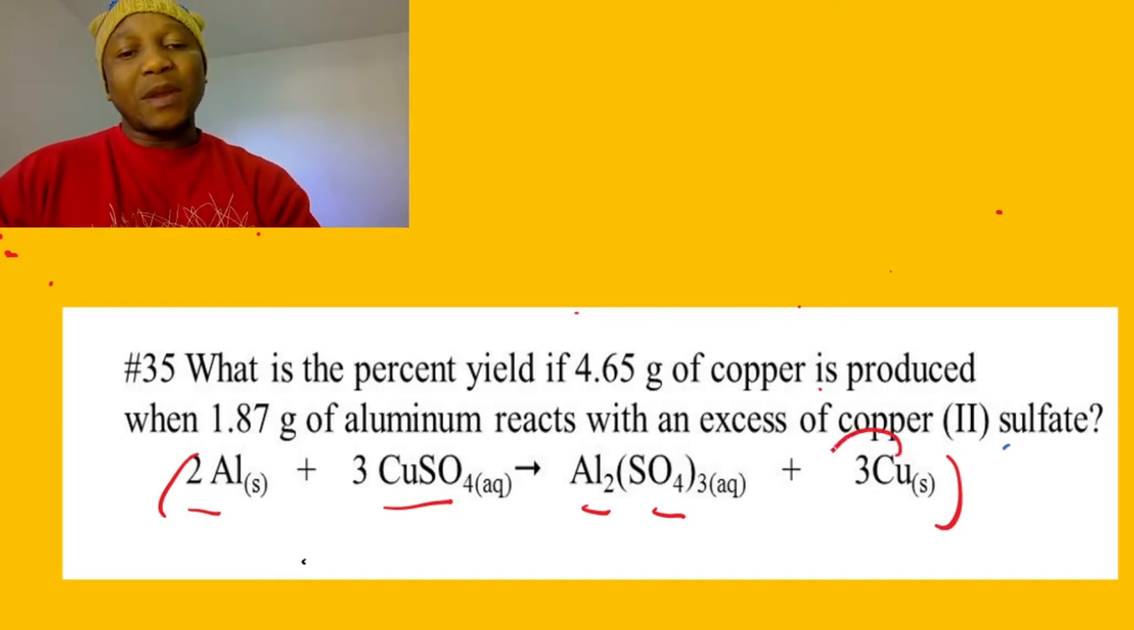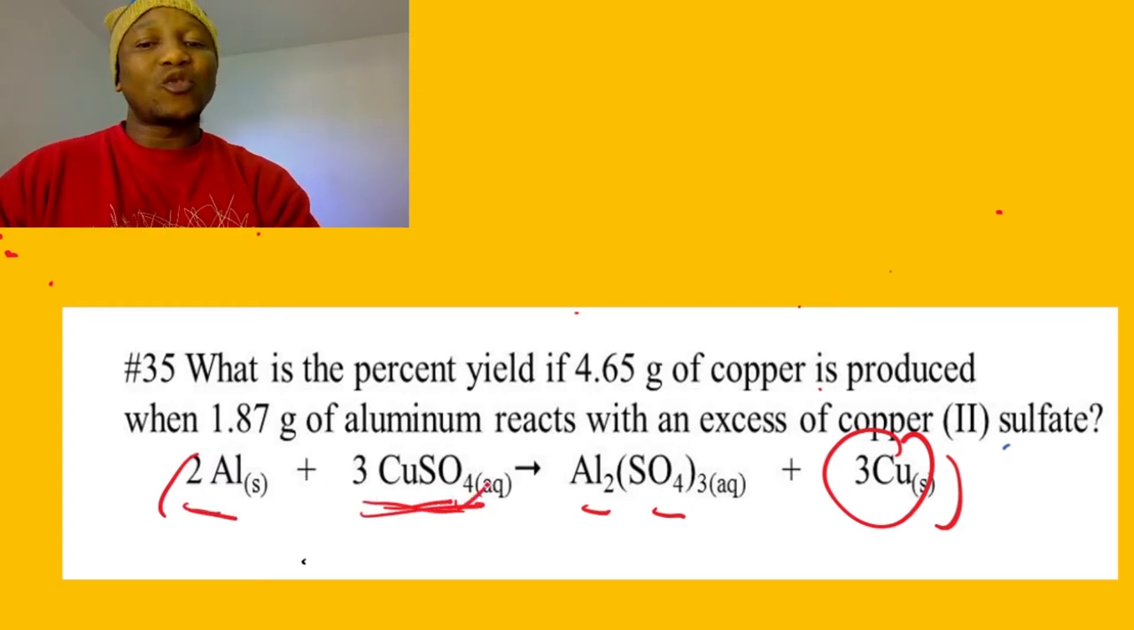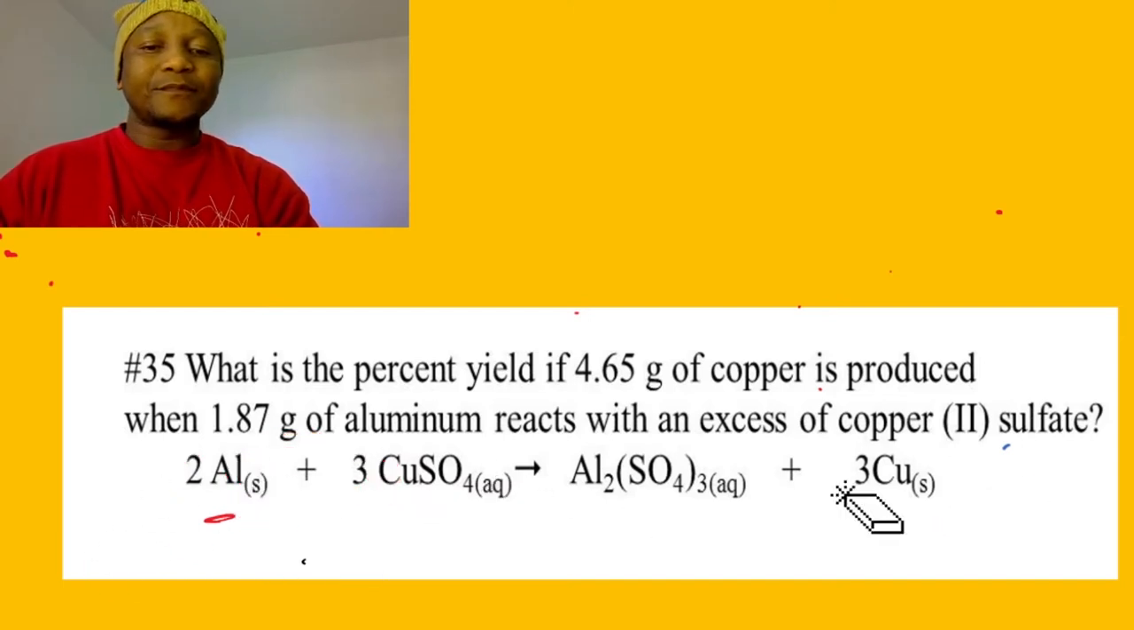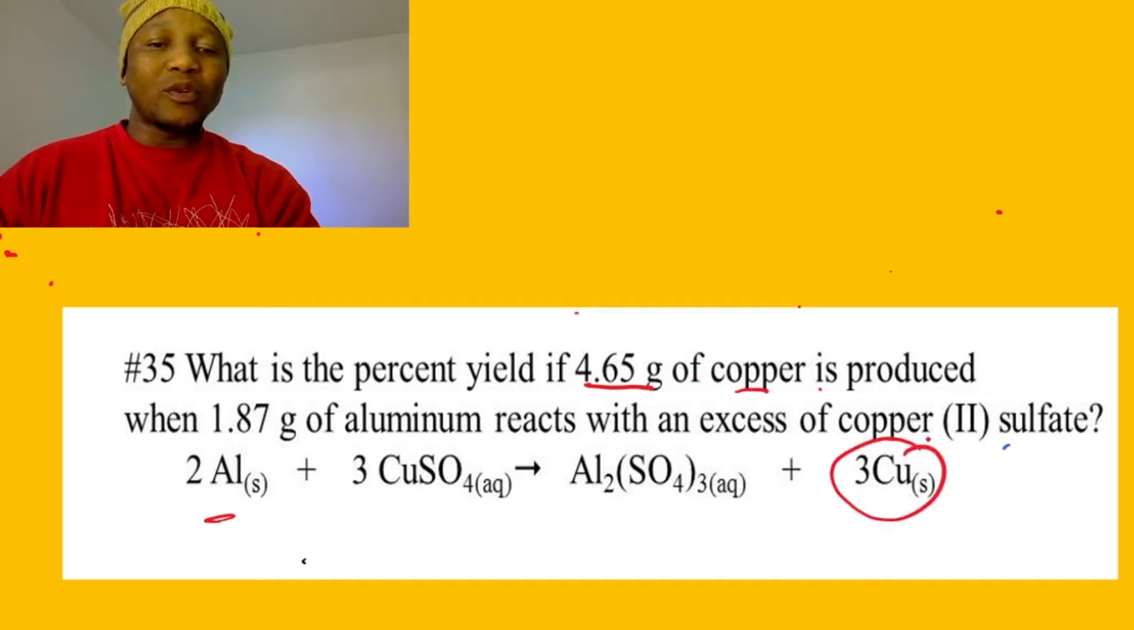Means you want to produce how many copper? 3 copper from aluminium and copper sulfate. If you look quickly, this aluminium seems to be more reactive, so it went and replaced this copper, and then you are left with the aluminium sulfate, and this copper is now separate. Means you have produced. So here in the question, they say the percentage yield of copper produced. So this is the copper produced, and the mass of the copper produced is 4.65 gram.